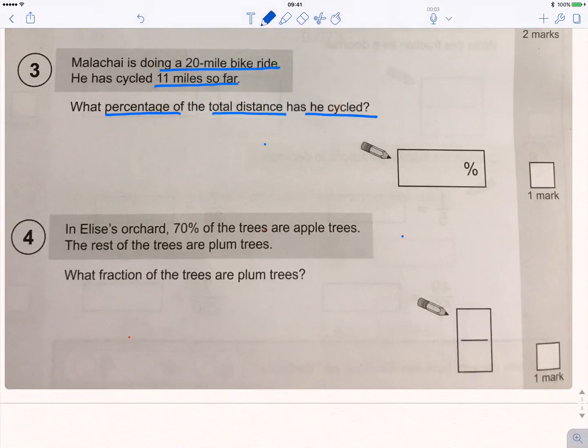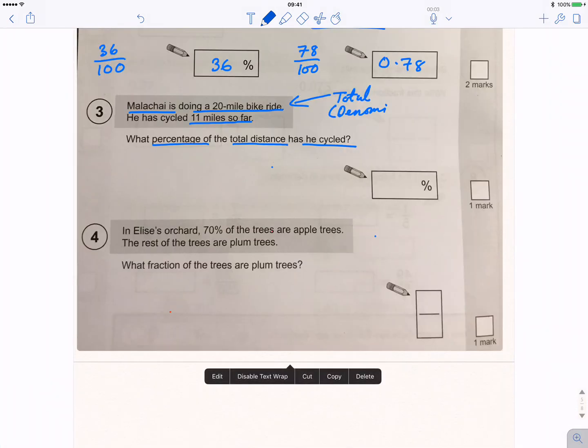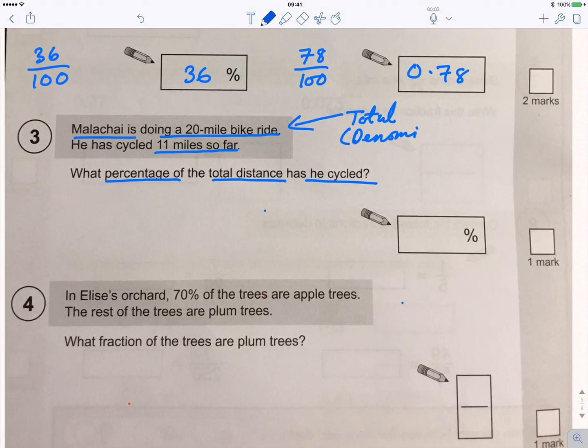Remember what I said. Malachi is doing a 20-mile bike ride, so the 20 miles is your total, right? And the total will always be the denominator. And he has covered 11 miles so far, so that's 11 out of 20.